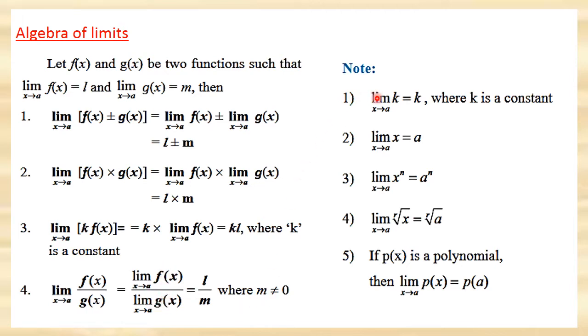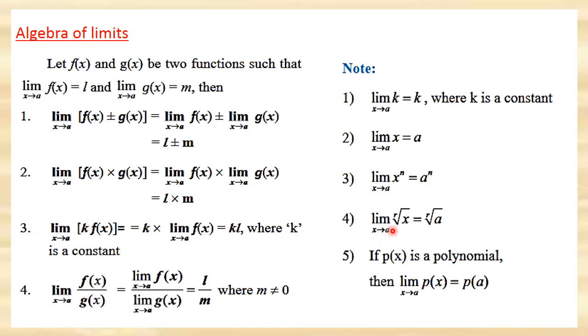Now there are some points. Limit x tends to a of a constant is equal to the constant itself, because the constant is free of x. There is no x, so we cannot apply the limit x tends to a. So the constant itself is the value of this limit. Now limit x tends to a of x is equal to a. That is, direct substitution also gives the value. So x equal to a gives the value of this limit. Now limit x tends to a of x raised to n is a raised to n. Put x is equal to a in the function, then we will get a raised to n.